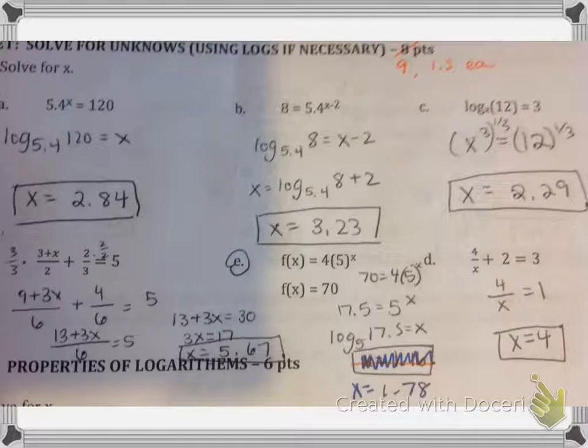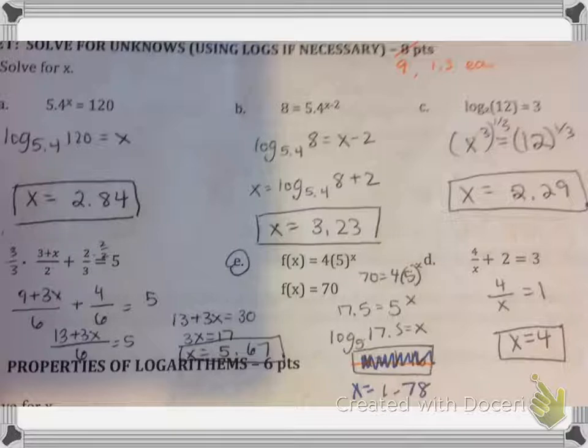For A, all I did was take this from exponential form into logarithm form using that definition that you guys learned, and then I typed it into my calculator. I don't have a fancy calculator, so to type it in I had to do log of 120 divided by log of 5.4, and for letter A I got x equals 2.84.